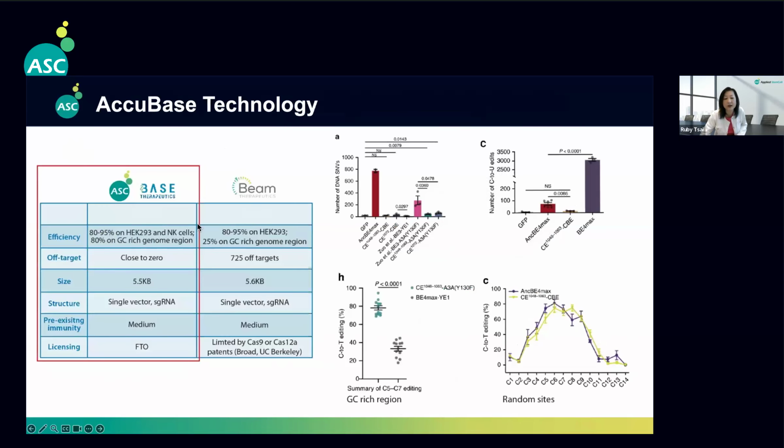So this is just some data to show that. The main thing I want to talk about is really off target. So for the same target region, in HEK293 cells, we detected close to 0 off target, whereas using BE4, base editing, we detected 725 off targets. So this really shows the high safety profile that AccuBase can offer.